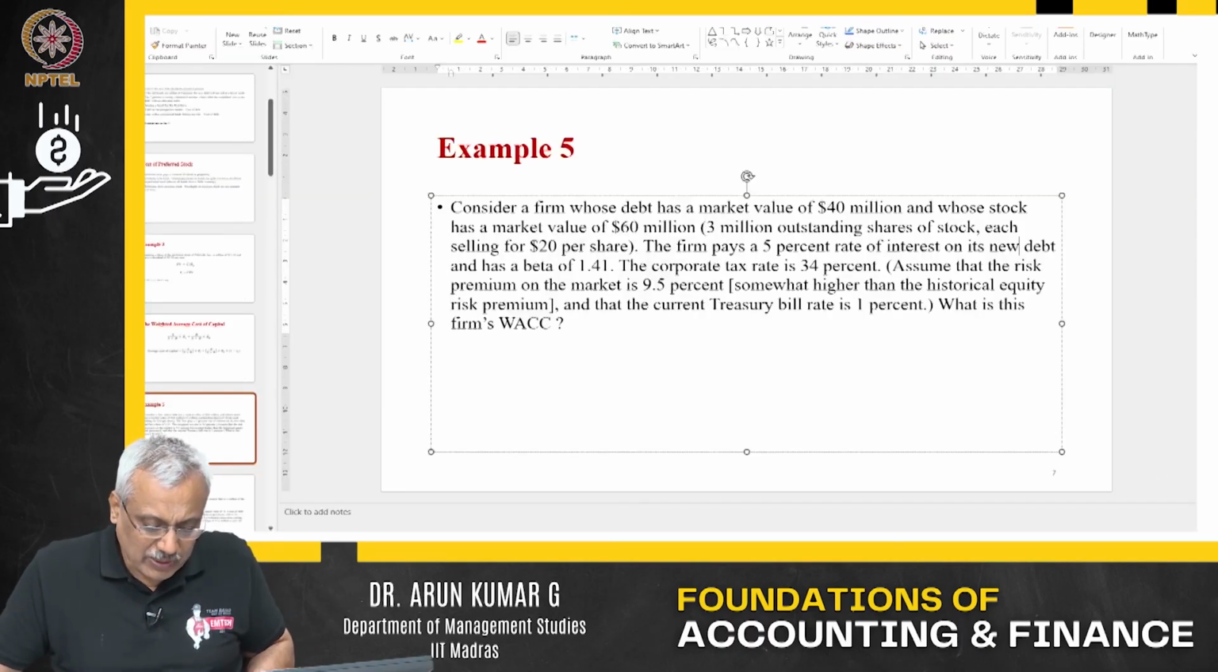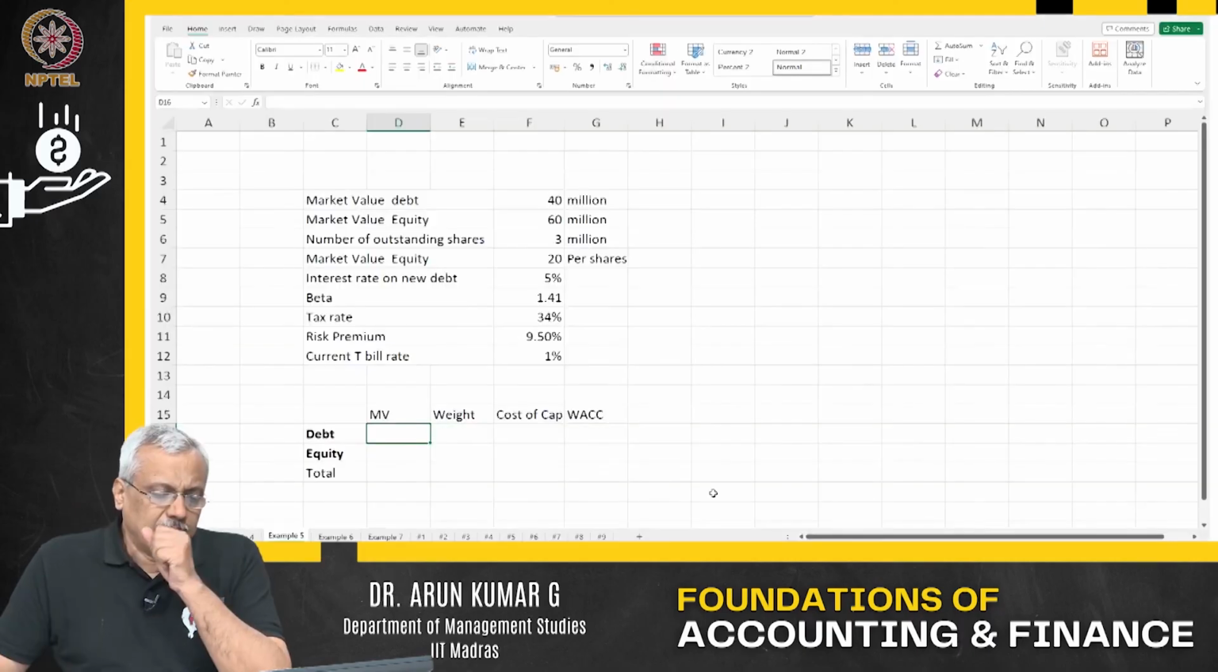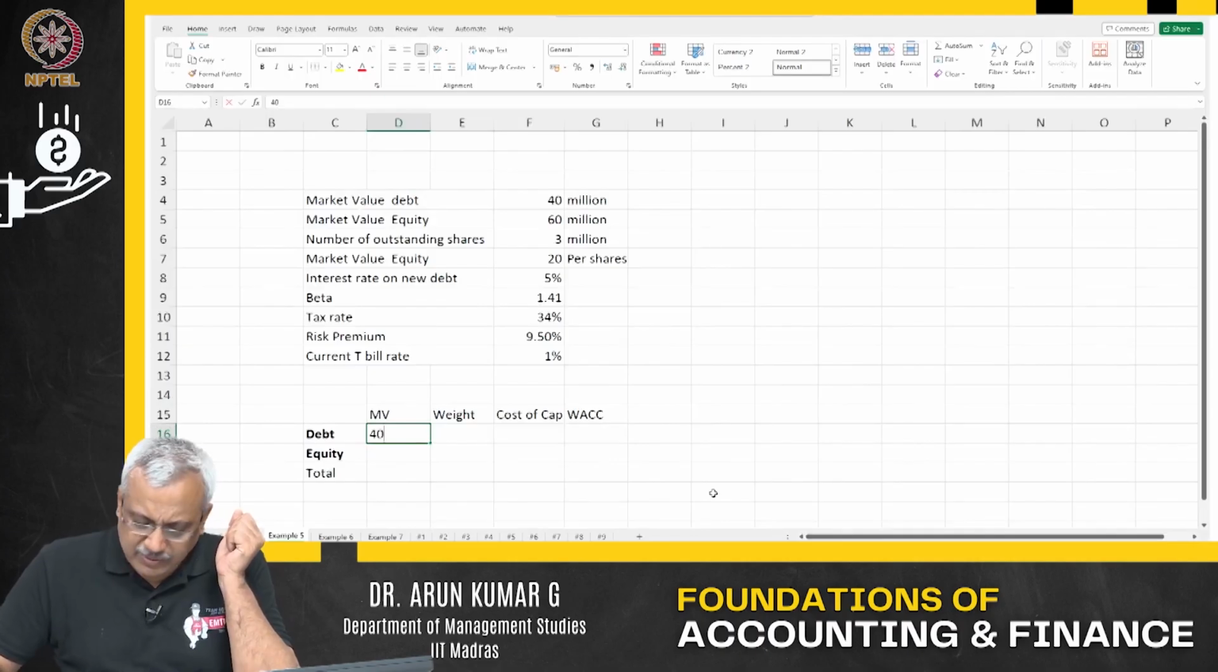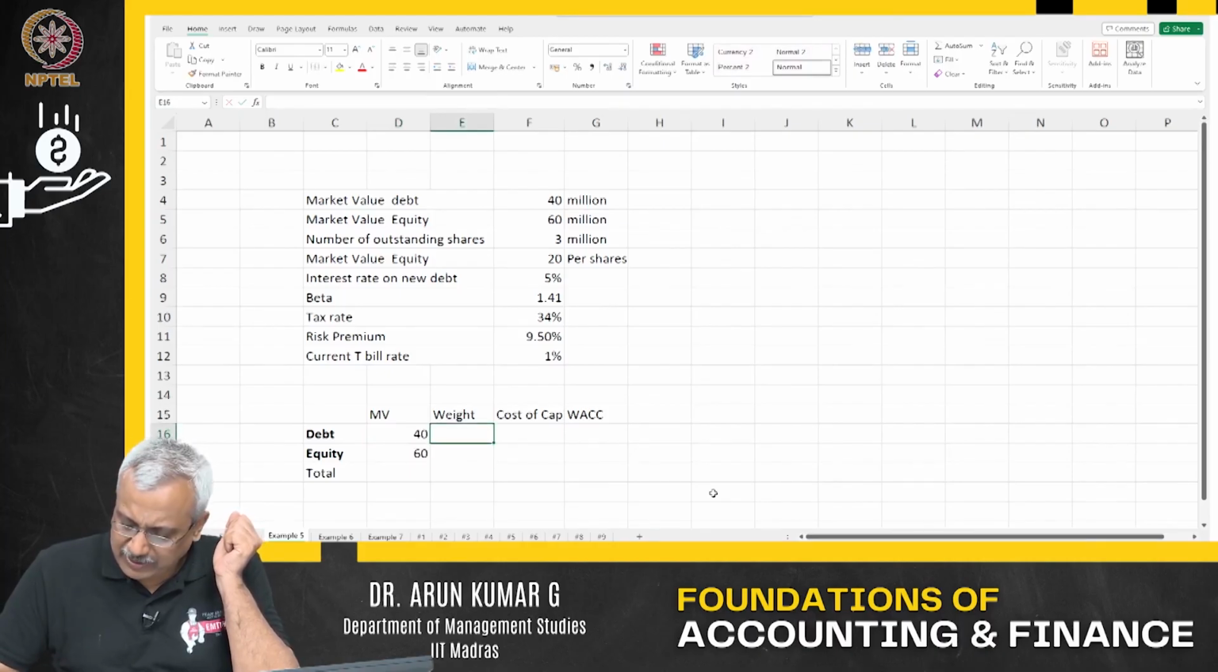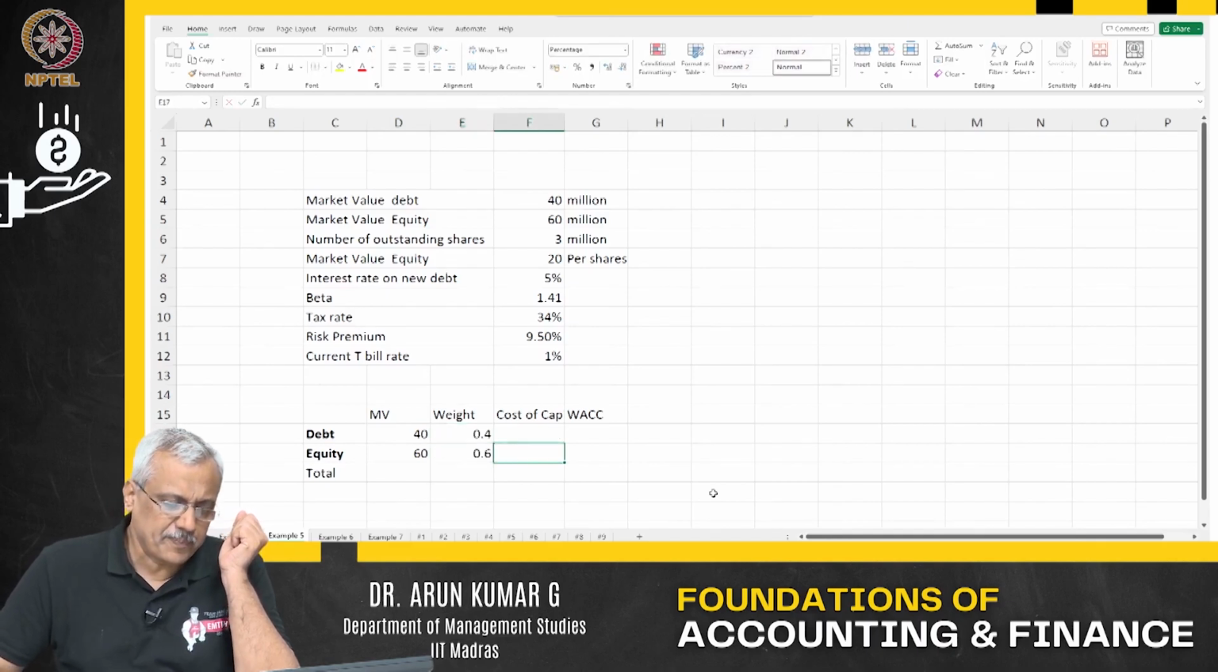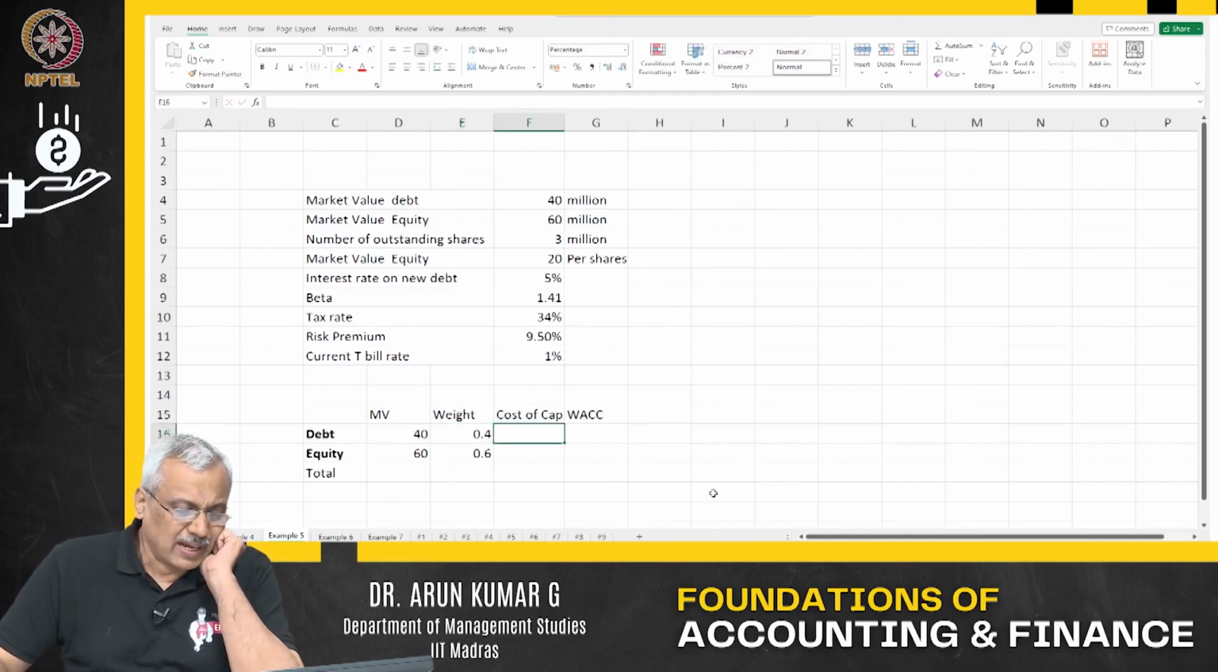Let us go to the Excel sheet and see if we can solve it. What is the market value of the debt? 40 million. What is the market value of equity? 60 million. What is the weight of the debt here? In this particular case, obviously 0.4. Weight of equity is 0.6. So, what is the interest rate on new debt? The cost of new debt is about 5%.